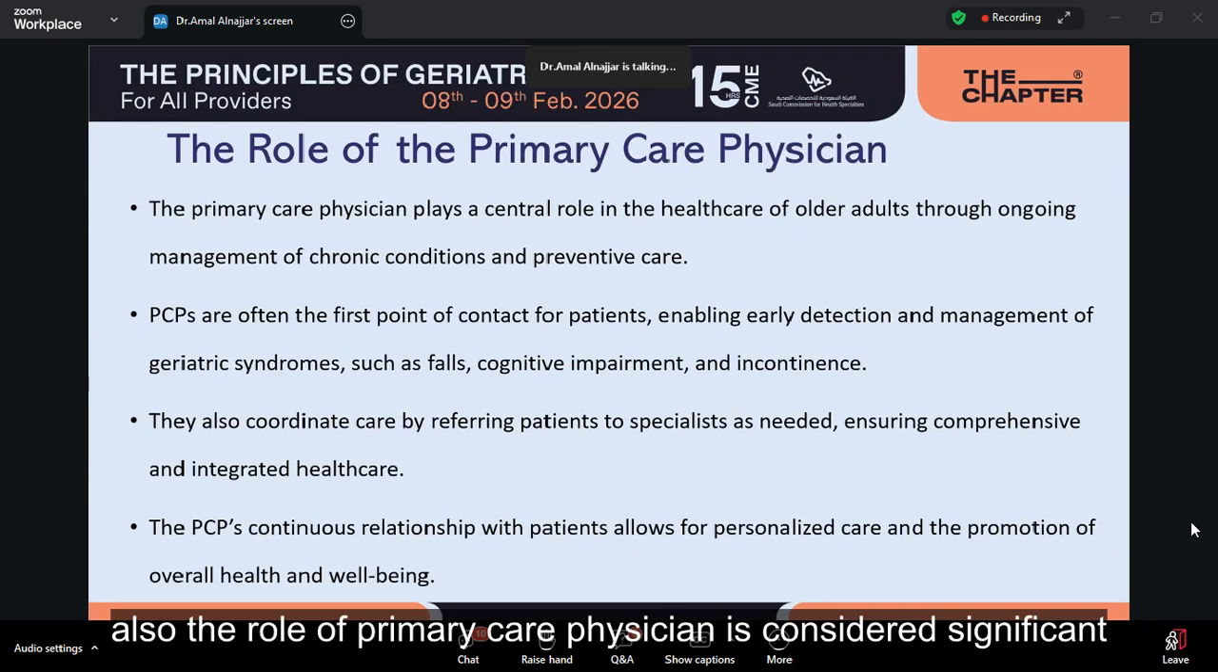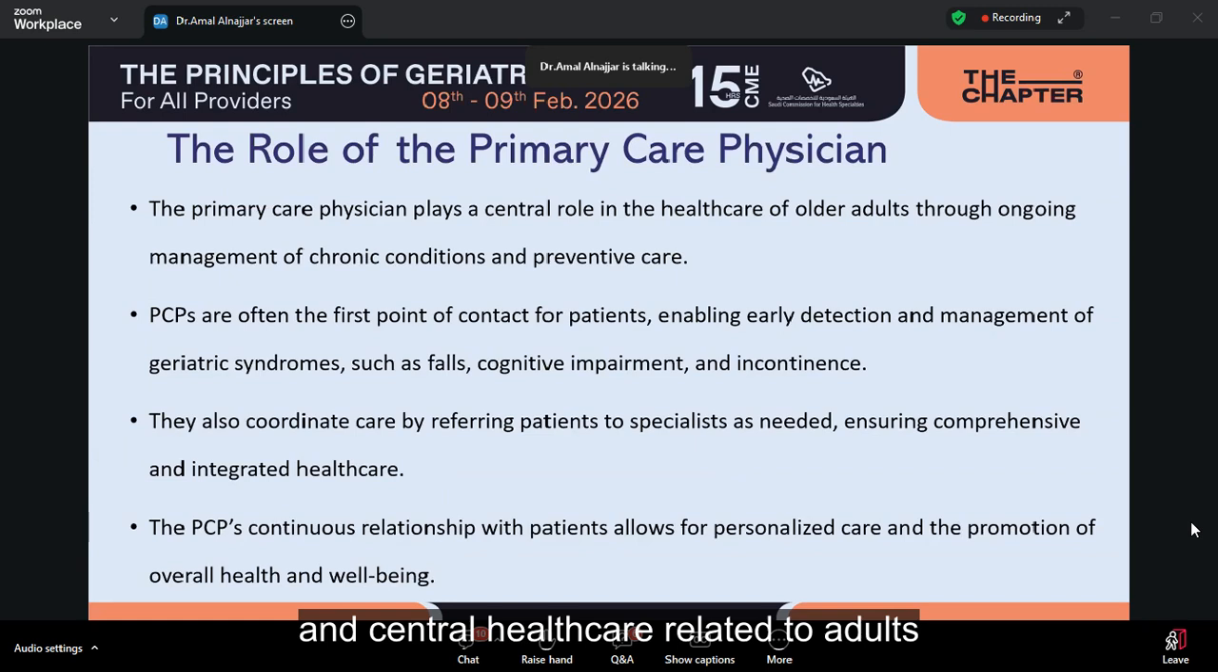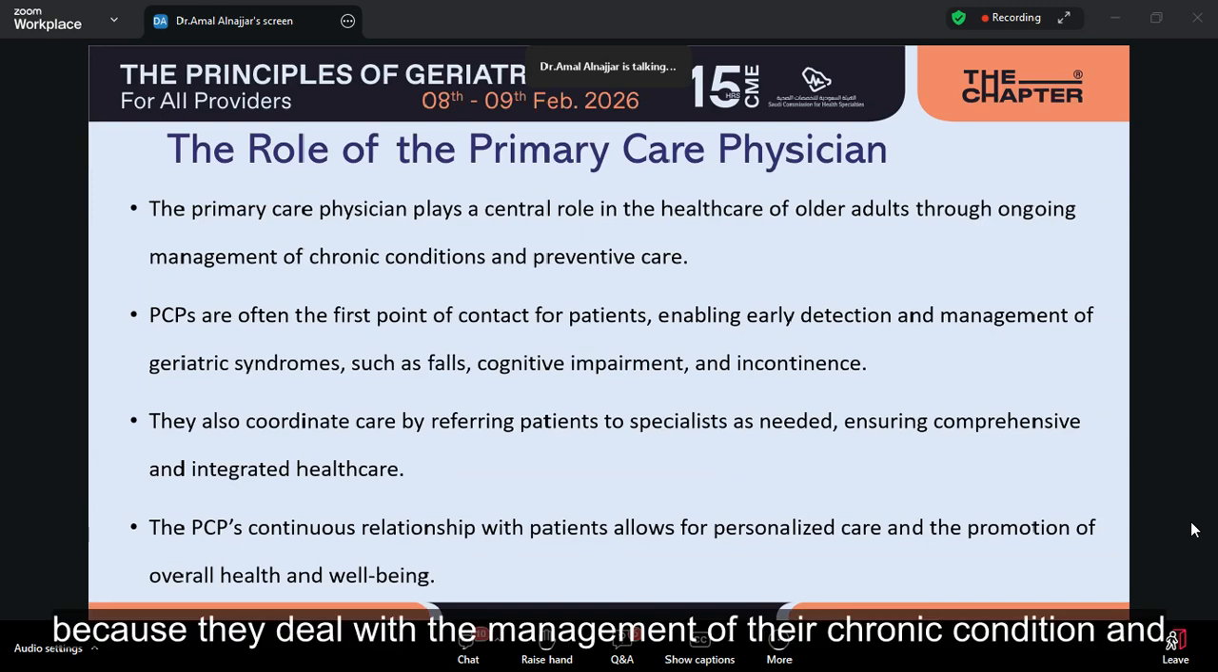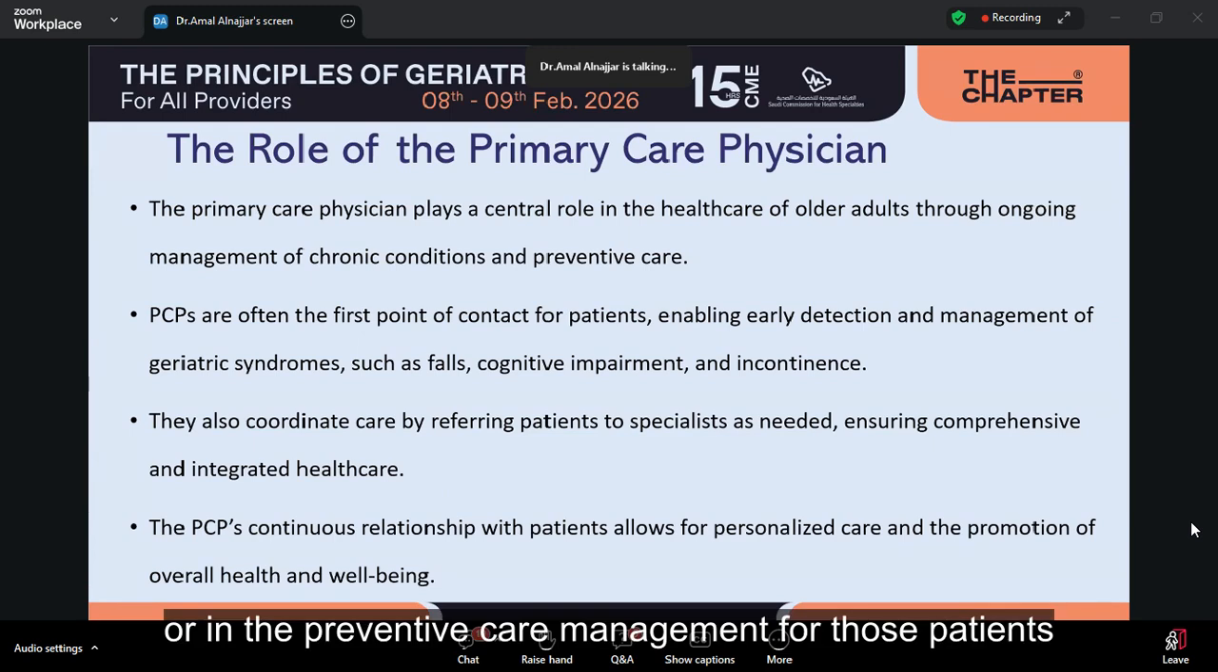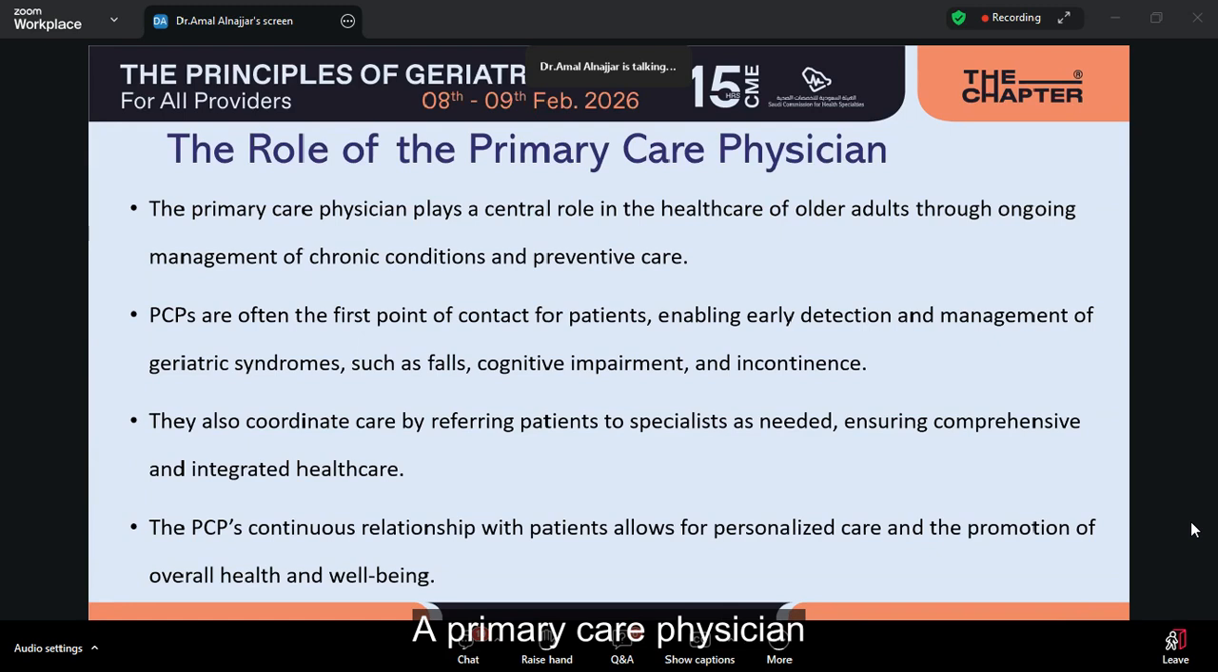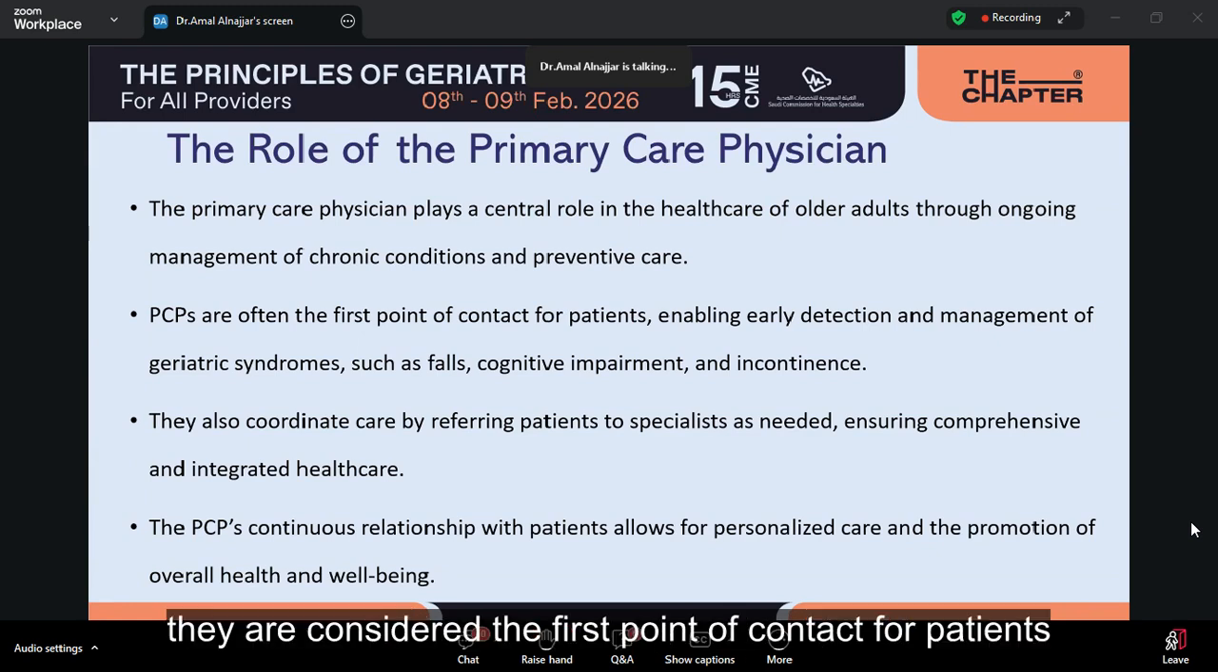Also, the role of the primary care physician is considered significant and central in healthcare related to adults, because they deal with the management of their chronic conditions and the preventive care management for those patients. Primary care physicians are considered the first point of contact for patients.